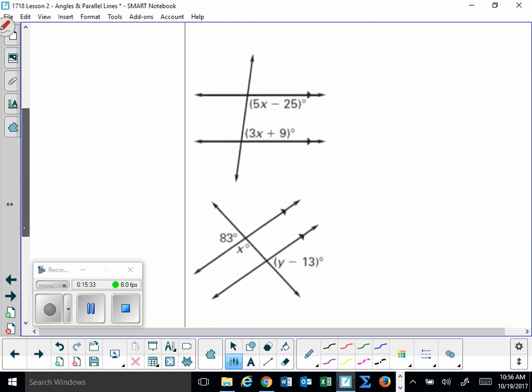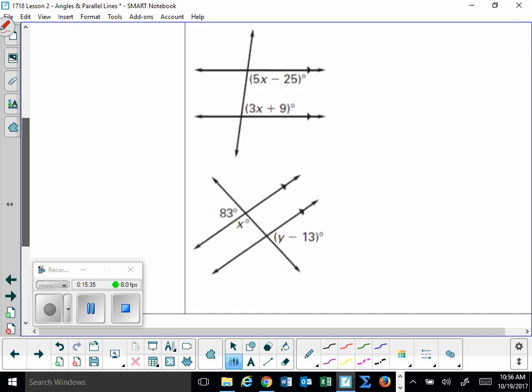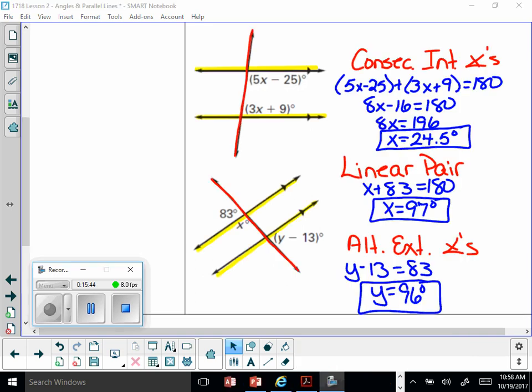I want you to pause the video and I want you to try both of these problems. Make sure that you name the angle pair relationship so you're thinking about that before you actually try to solve. Okay, check your work.